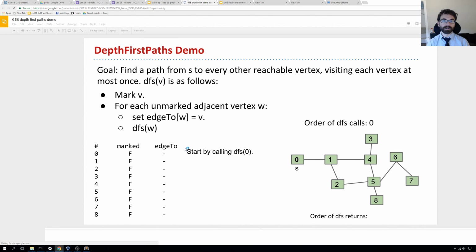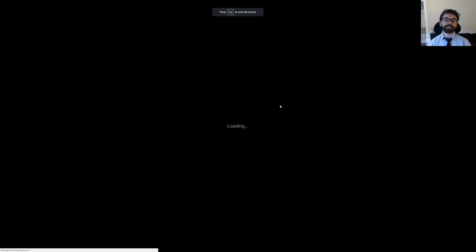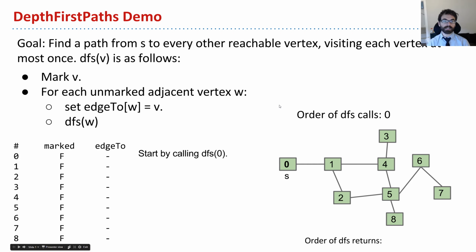So this is now a deeper implementation. This is what DepthFirstPaths looks like. This is the constructor running. So I hand the oracle this graph, and she starts thinking, okay, what's the deal with this graph? I have two arrays, as I mentioned, marked and edgeTo. Marked is all false, and edgeTo is technically all zeros at first, but I'm showing it as a dash to indicate it has not yet been set. We'll start by calling depth first search of 0, DFS 0.